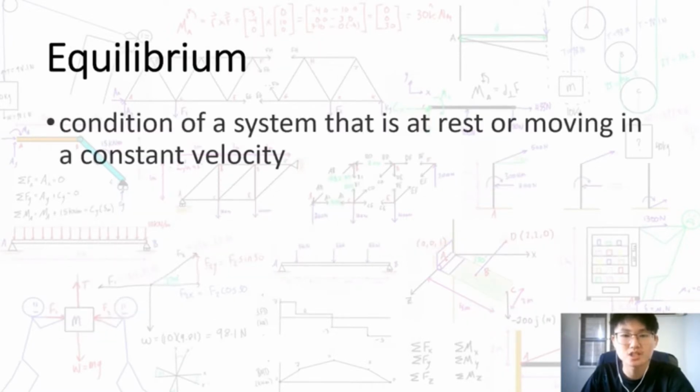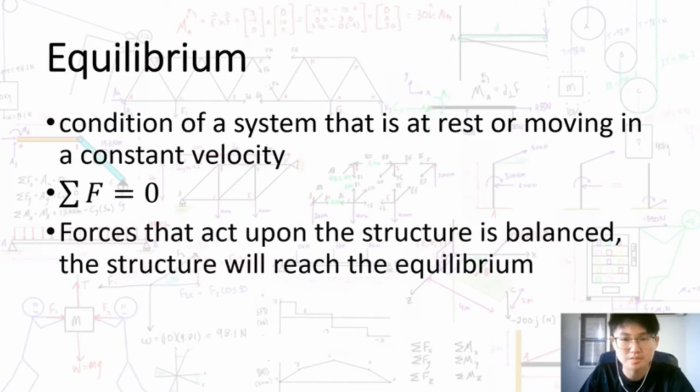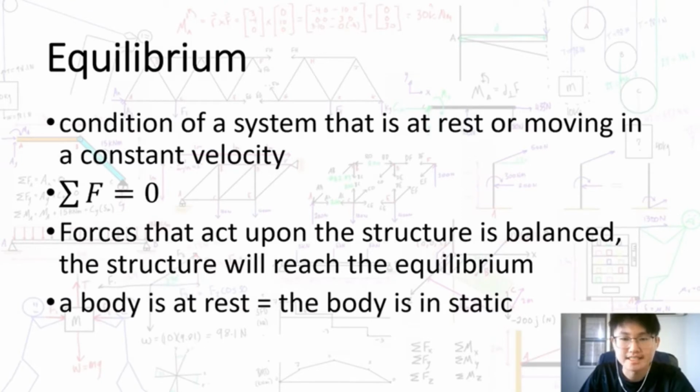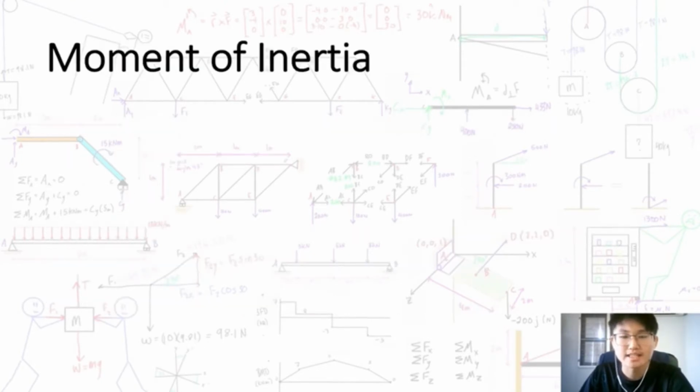Equilibrium is a condition of a system that is at rest or moving at a constant velocity, which means that the summation of forces equals 0. When all forces acting upon the structure are balanced, the structure will reach equilibrium. When the body is at rest, the body is in static. In this video, we are showing an ironing board which is in static condition.